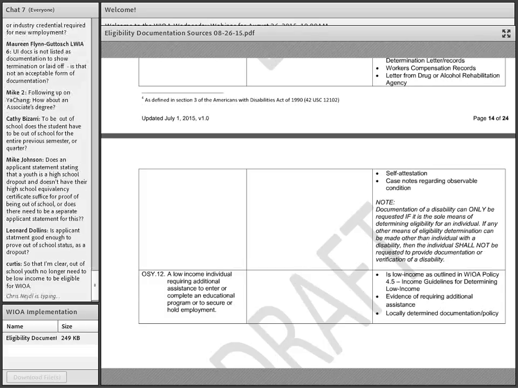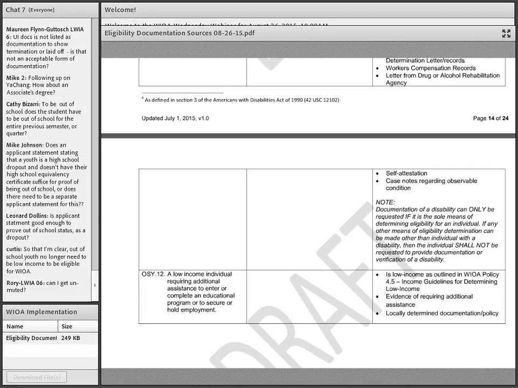I passed the dislocated worker section, but yes, most definitely, because we accept that. We accept the applicant statement of their dislocation date. We accept UI, we accept the layoff letters. So whatever documentation the client provides you to support his or her dislocation.